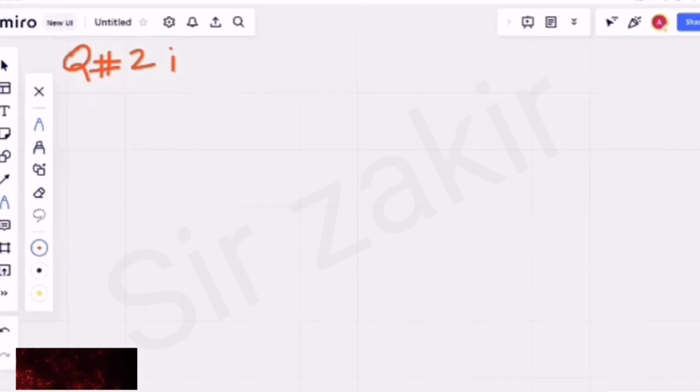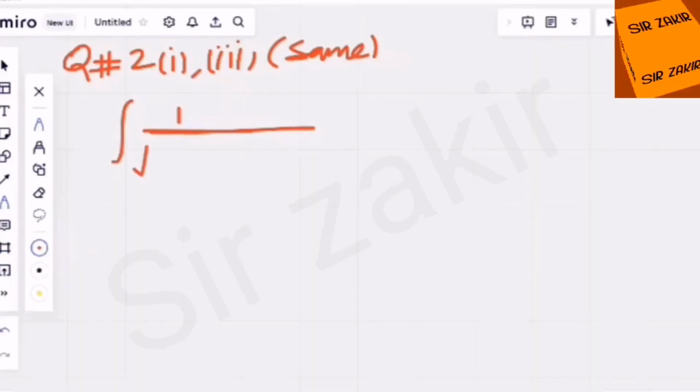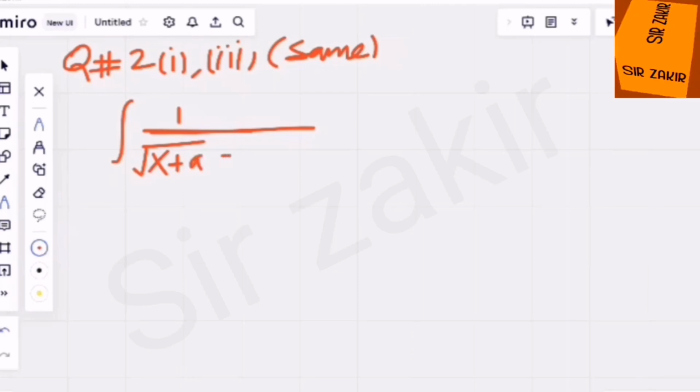This is question number 2. Question number 2, its parts 1 and 3 are similar. These are the same parts. We will have to rationalize the denominator because this doesn't match any of the basic forms written on page 125 of the FSC Part 2 book.